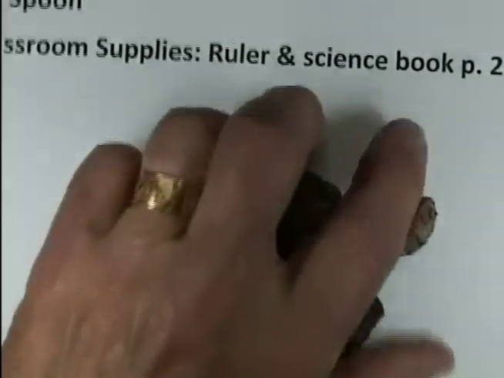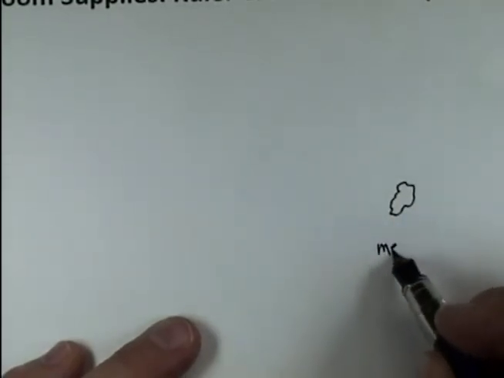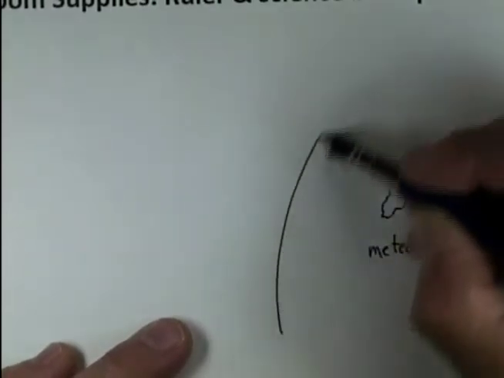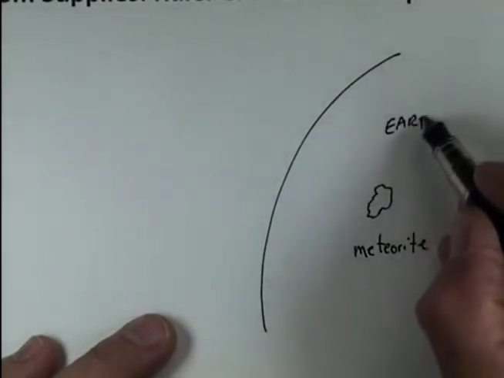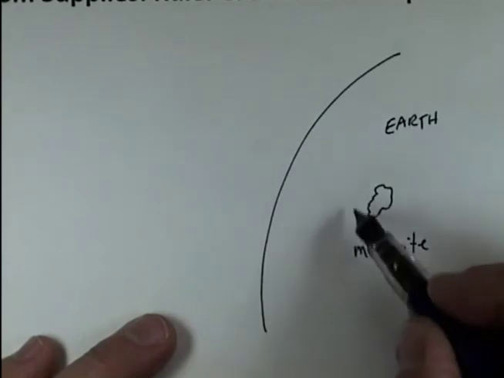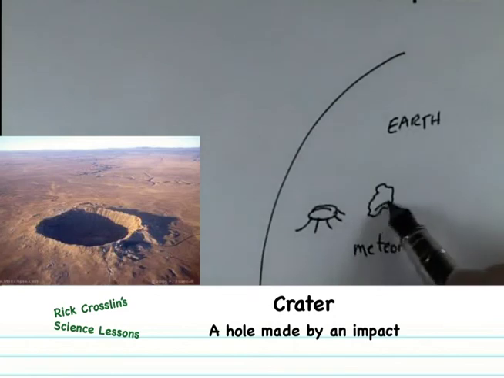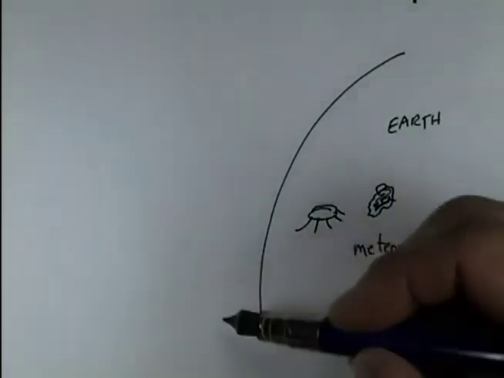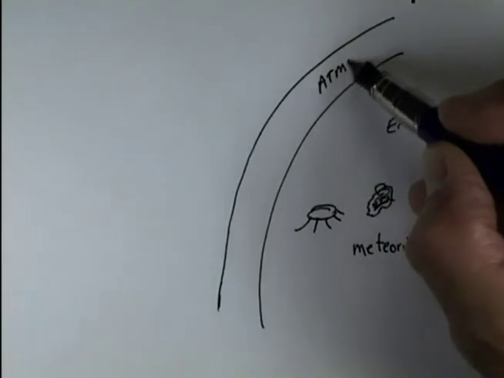Let me do a little bit of a drawing first. Okay, so this is called a meteorite. And a meteorite is something that's landed on the Earth. Now, this is not to scale, but here's the Earth. And when it landed, it probably made a crater. This meteorite here has come maybe millions of miles, and it's come through our atmosphere. And I'm going to draw our atmosphere, and this is not to scale.